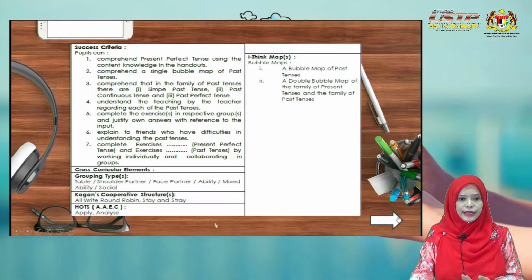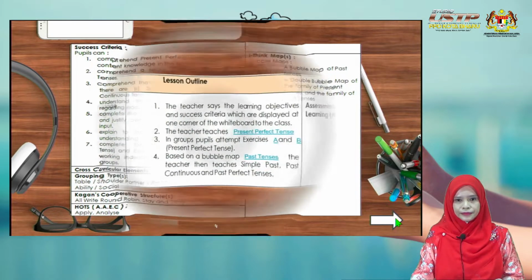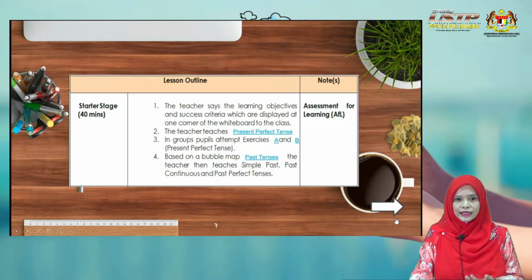We also use apply and analyze for higher order thinking skills. And not forgotten the I-Think maps, we use a bubble map of past tenses, and a double bubble map of the family of present tenses and the family of past tenses. I'll show you the bubble map afterwards. Well, let's explore our lesson plan.